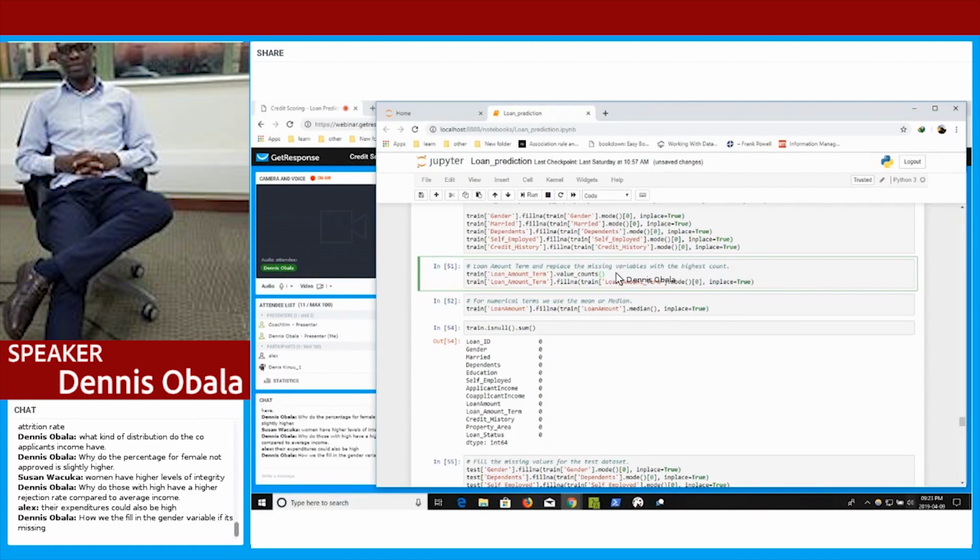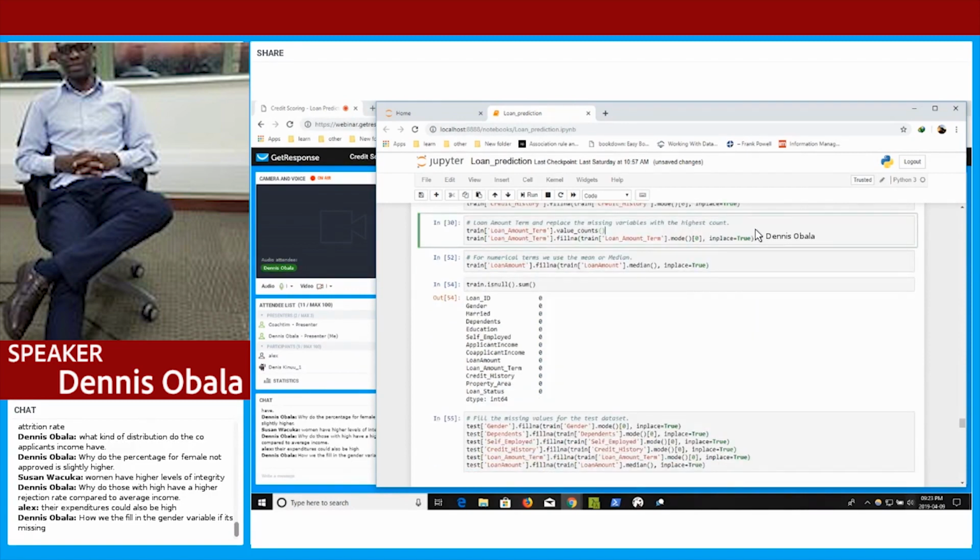Loan amount term, basically it's like a month, 2 months, 30 days. So that one we also use the mode. So you just press shift control enter.